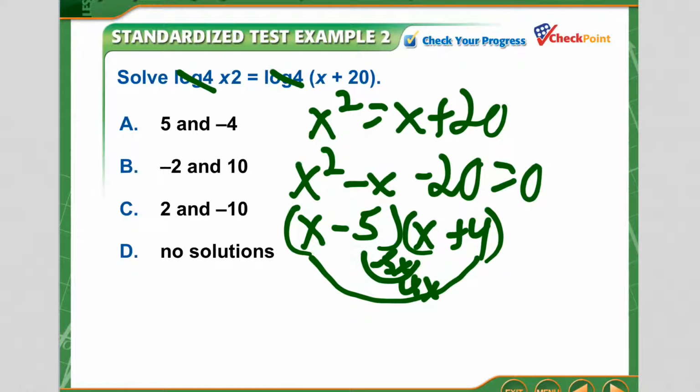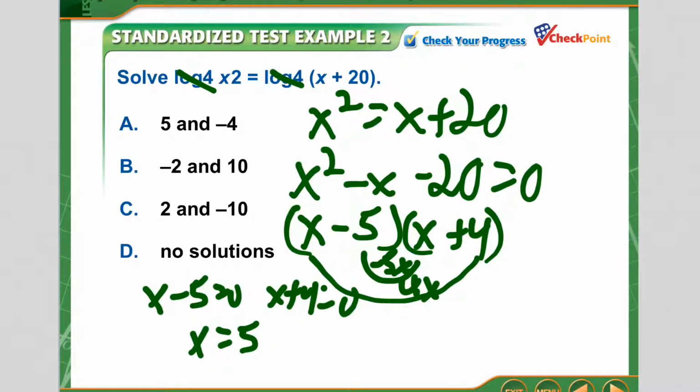And the last thing, we have to set each of them equal to 0. So x minus 5 equals 0. X plus 4 equals 0. So that means x equals a positive 5. X equals a negative 4.